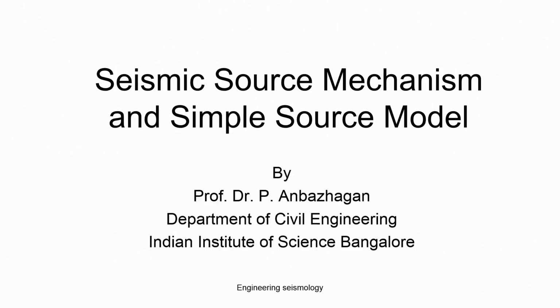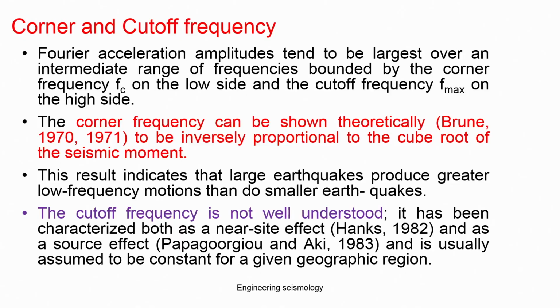So, we have been discussing the frequency domain parameters. We said that the frequency domain parameters are highly useful for the simulation of ground motions, particularly to get the source, path, and then the site variation, with attenuation as a function of frequency. These values change. So, we discussed the corner and cutoff frequencies.